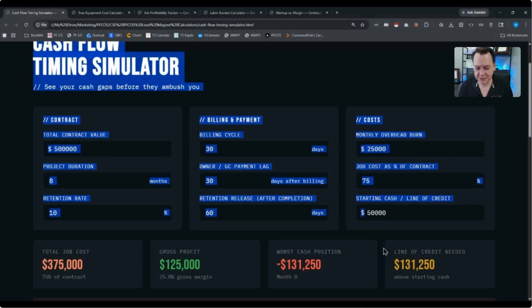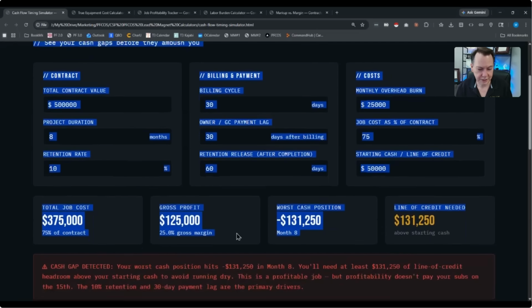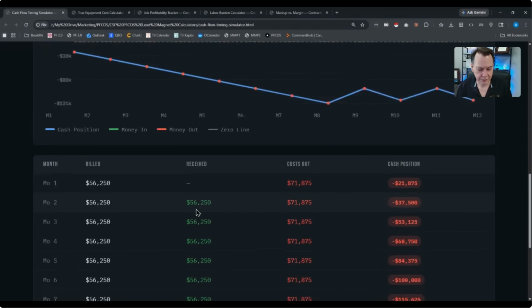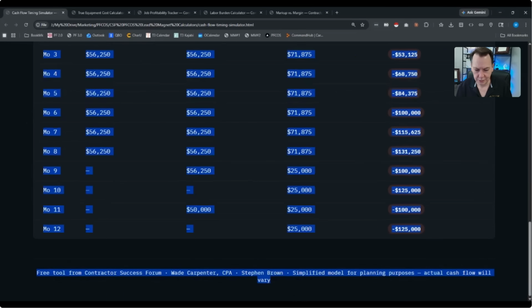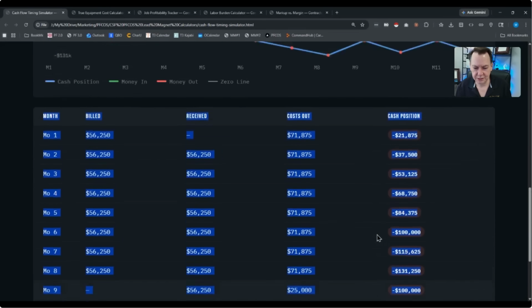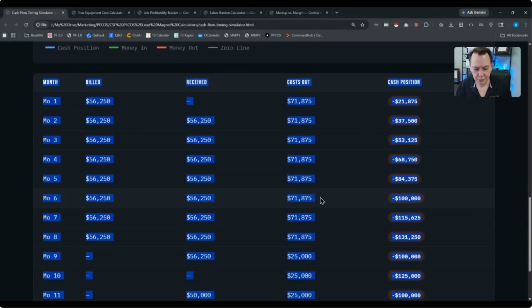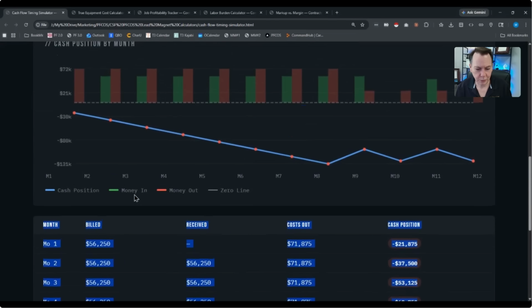So this is just a quick little tool to say, if I had a $500,000 job and they pay me every 30 days and they're going to release retention after 60 days, after 10% retainage, what would the total job cost be? What we're doing with this is just, it works out to be a little schedule. And obviously nothing in construction, I mean, you may have to say, well, your costs are not going to be level. We have to work on that.